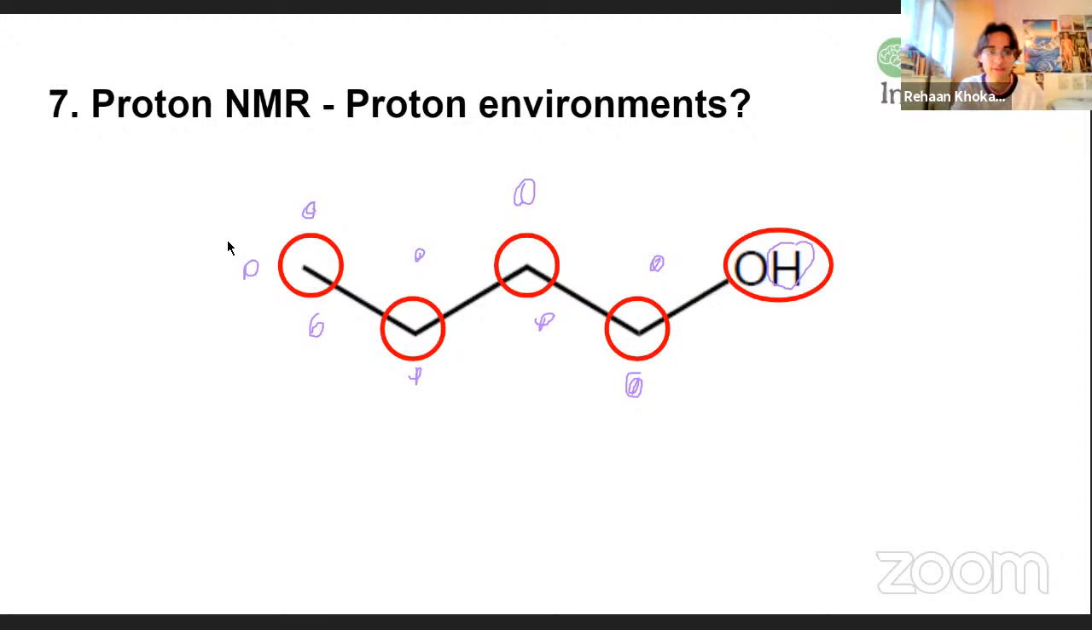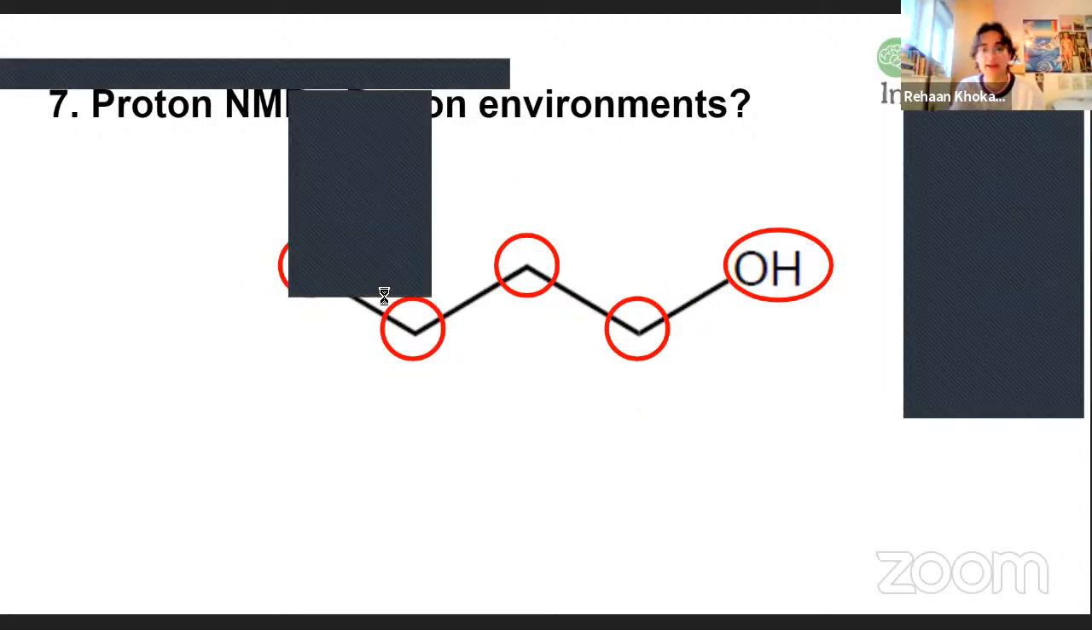So if we look at the first carbon here, this has got 3 hydrogens. Do any of the other carbons have 3 hydrogens in them? No. So this is going to be its own environment. And then the next one, now you've got to look at the neighbor. So its neighboring carbon has 3, but its other neighbor has 2. So that's a separate environment. And this is a separate environment. And this is a separate environment. And the last one is a separate environment as well. So we've got 1, 2, 3, 4, 5 different environments.